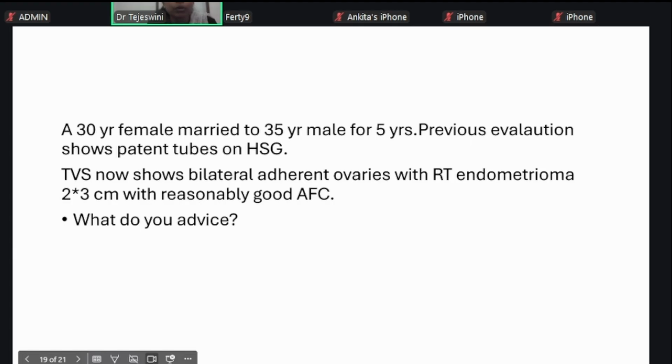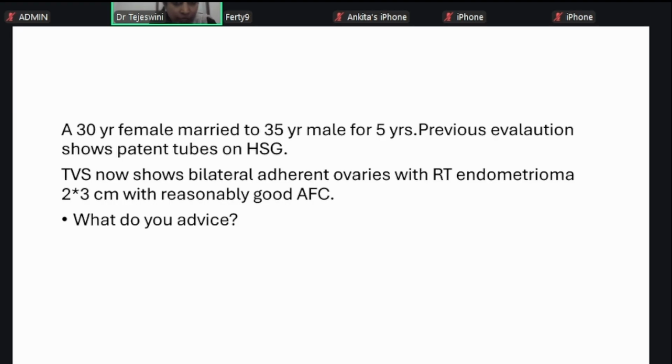This is about a 30-year female married to a 35-year male for 5 years, and the previous evaluation shows patent tubes on HSG. But the TVS currently shows bilateral adherent ovaries with a right endometrioma 2 cross 3 centimeters in size with a reasonably good AFC. So what do you advise for this couple?